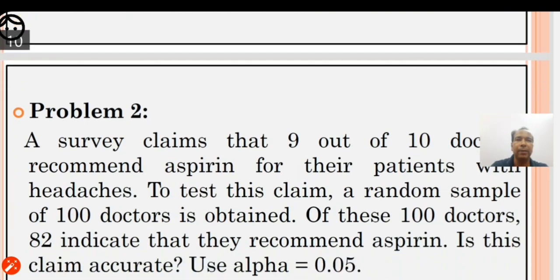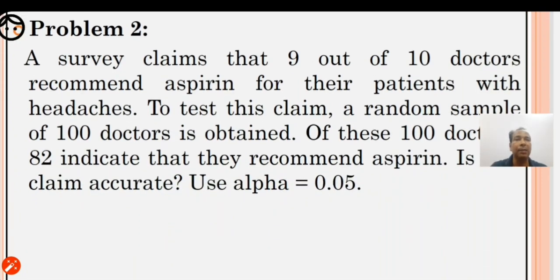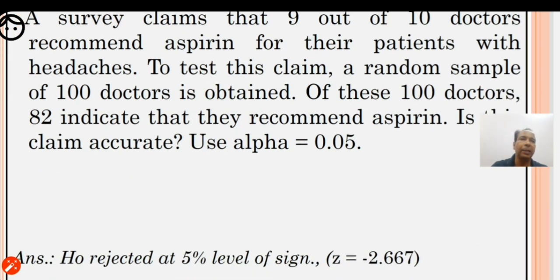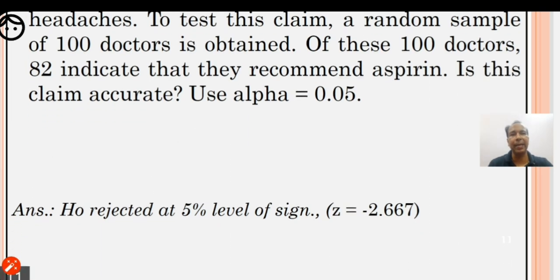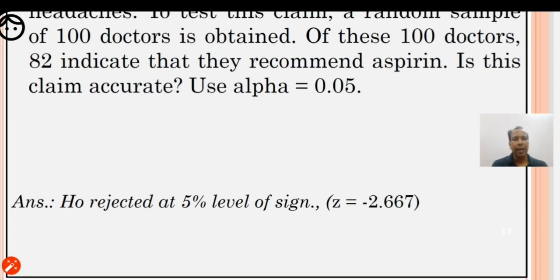Another problem goes like this: a survey claims that 9 out of 10 doctors recommend aspirin for their patients with headaches. To test this claim, a random sample of 100 doctors is obtained. Of these 100 doctors, 82 indicate that they recommend aspirin. Is this claim accurate? We have to test using alpha 5%.